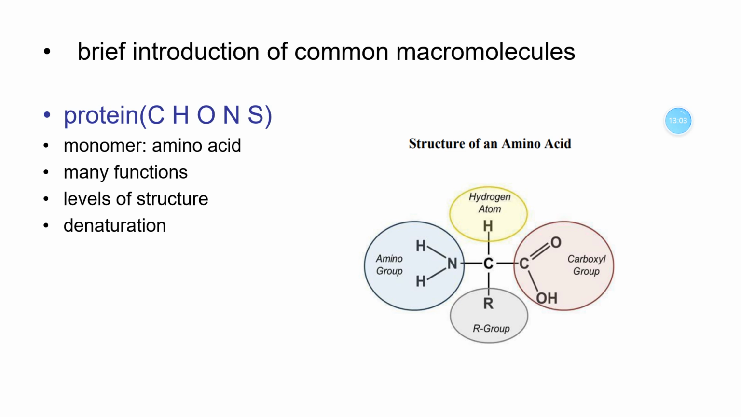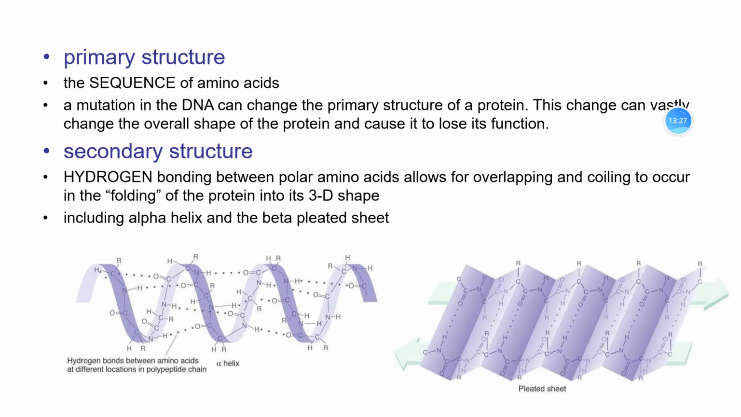Proteins have lots of functions. They can repair our injuries, or they can act as hormones or signals. A very important point in this part is the levels of protein structure. There are 4 levels of protein structure. The first is the primary structure. It refers to the sequence of amino acids.